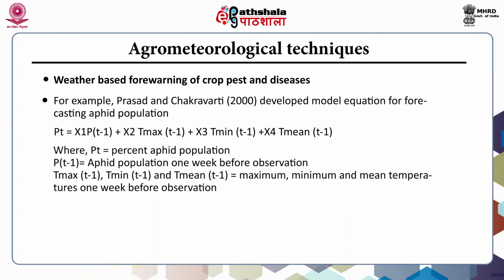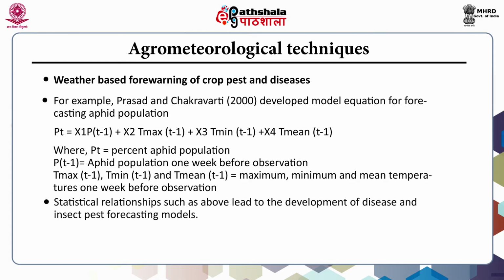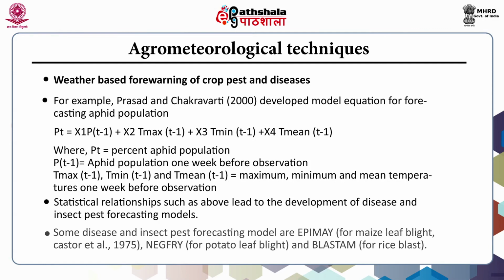Pt-1 is the effete population one week before the observation. Tmax(t-1), Tmin(t-1) and Tmean(t-1) are the maximum, minimum and mean temperatures one week before observation. The statistical relationships such as the above lead to the development of disease and insect pest forecasting models. Some disease and insect pest forecasting models are EPI-MAY, mainly for maize leaf blight, NEG-FRY, for potato leaf blight, and BLASTEM, for rice blast.